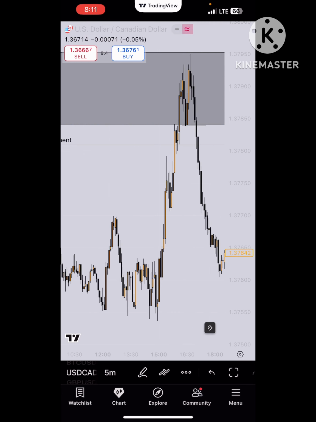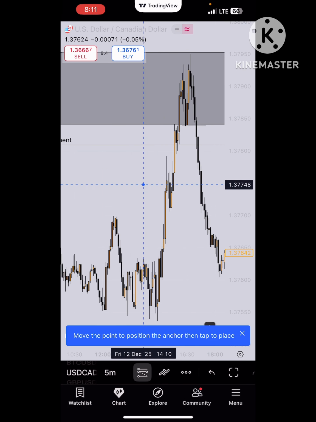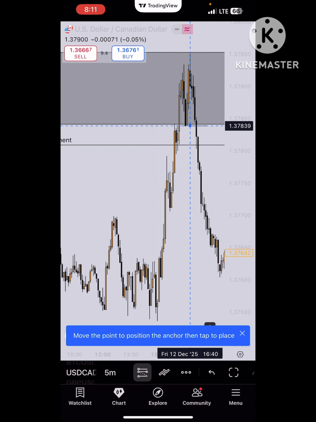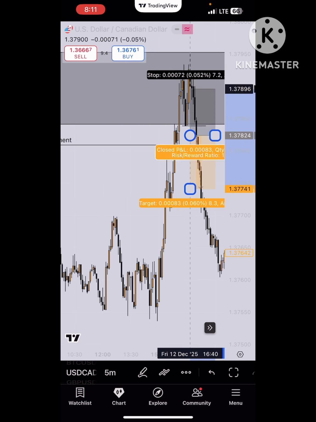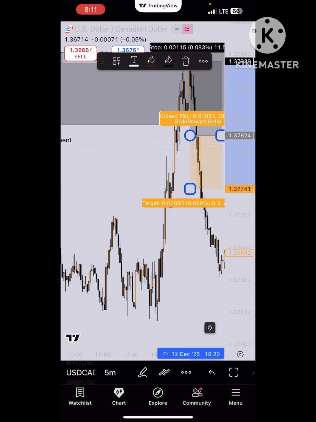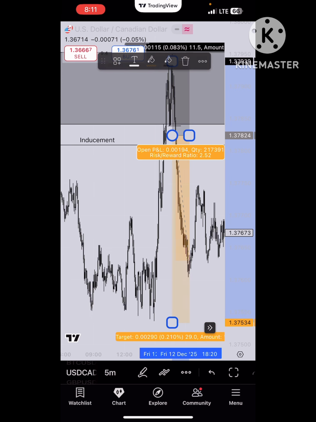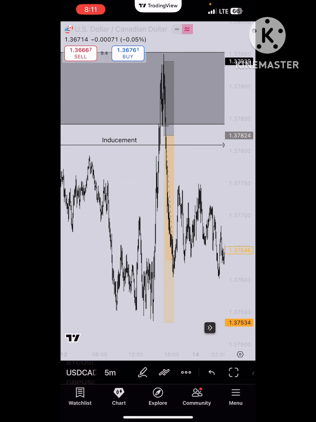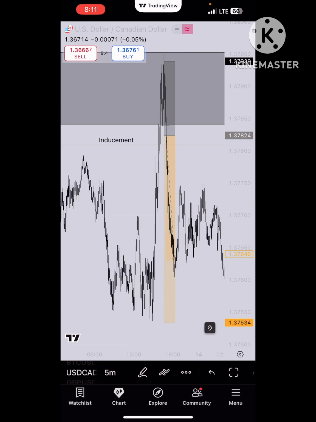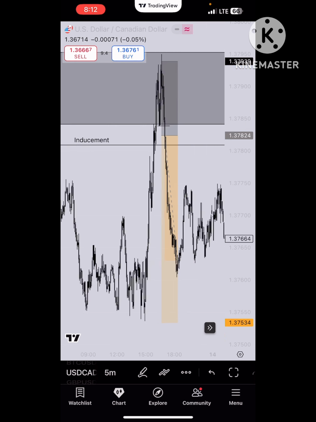Then what do we do? We enter our short immediately after we spot a change of character, which is after the candle close here. Then stop loss above this candle here. Then we target this low hanging fruit here. So as you can see, beautiful trade. This is 1:2.5 risk to reward, which is kind of nice and profitable.